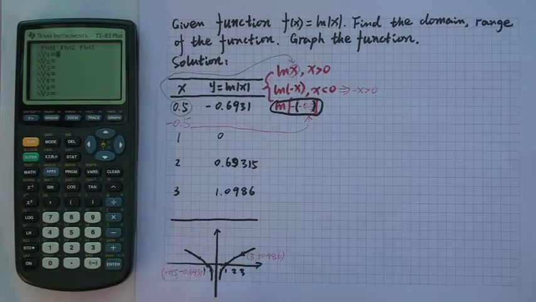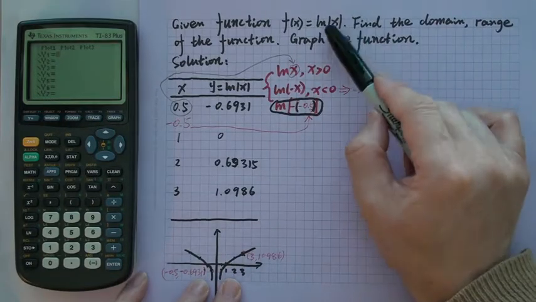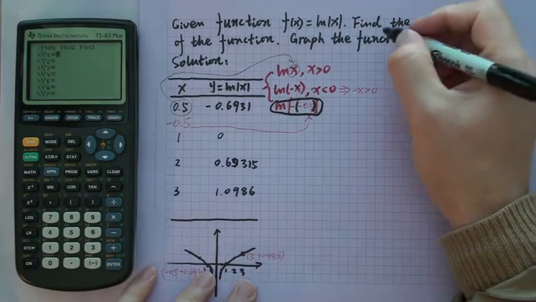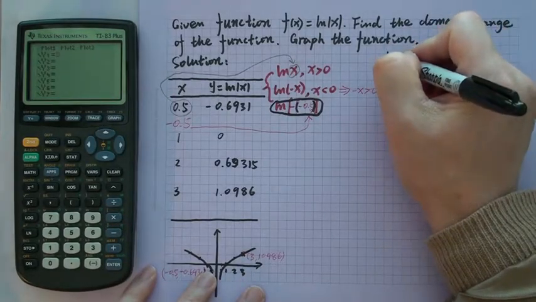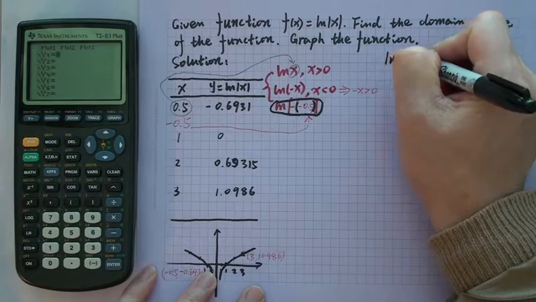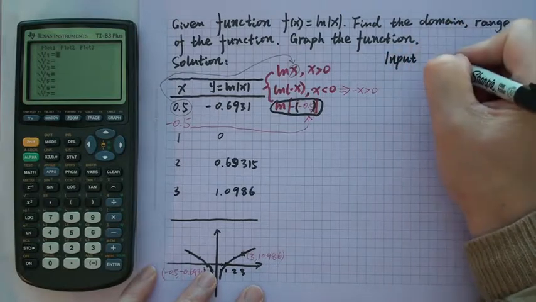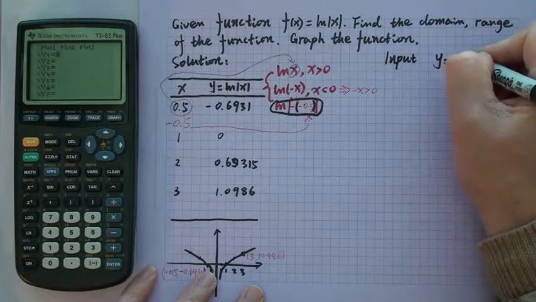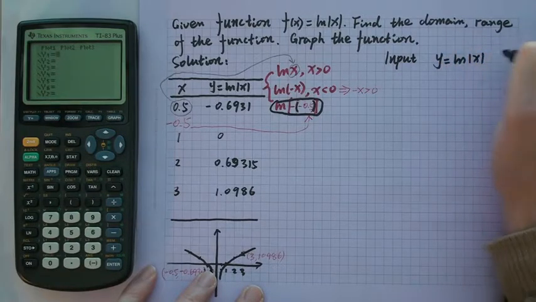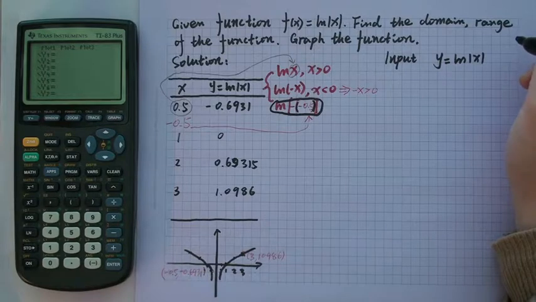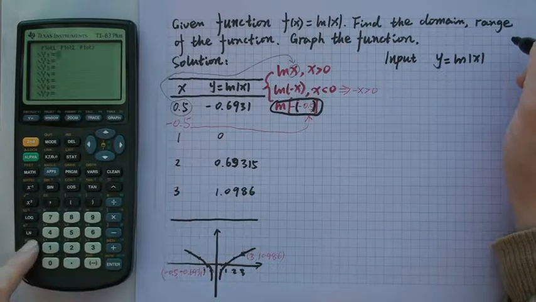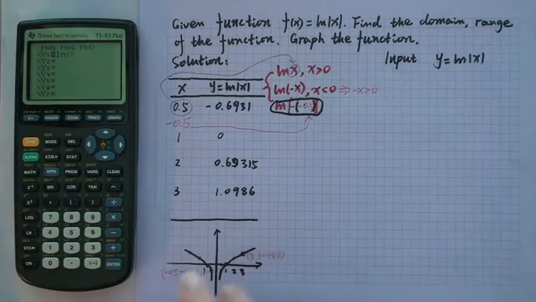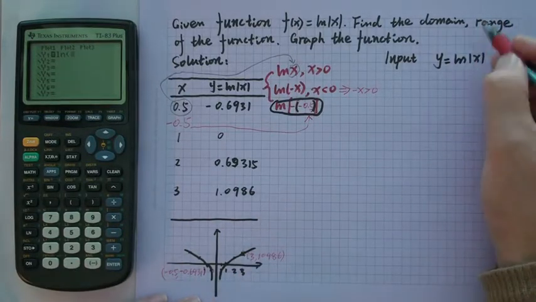Okay, so how are we going to input y equals natural log absolute value of x? You see down here there is no problem, you need to have a natural log, but how are we going to input this absolute value?